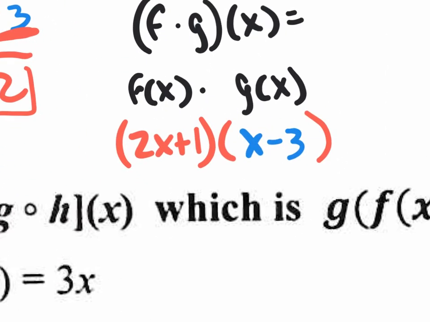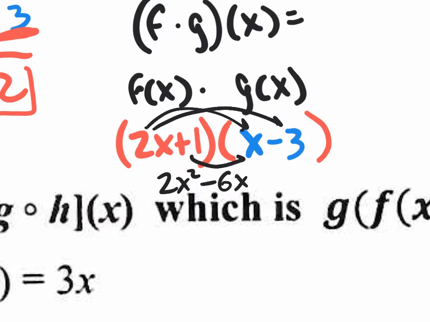So let's distribute. 2x times x, 2x squared. 2x times negative 3 is negative 6x. 1 times x is positive 1x. 1 times negative 3 is negative 3.